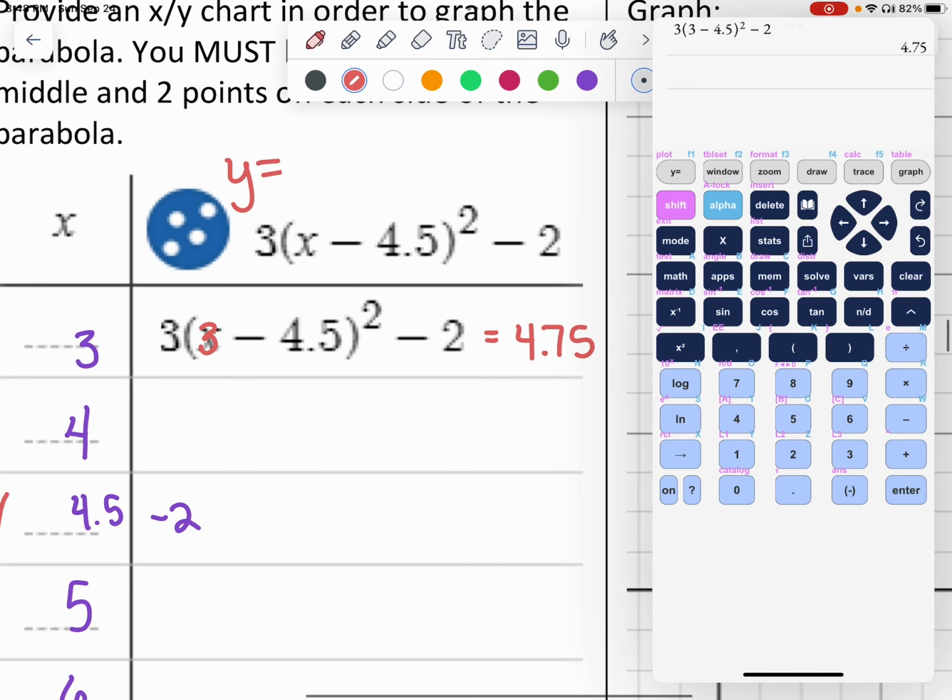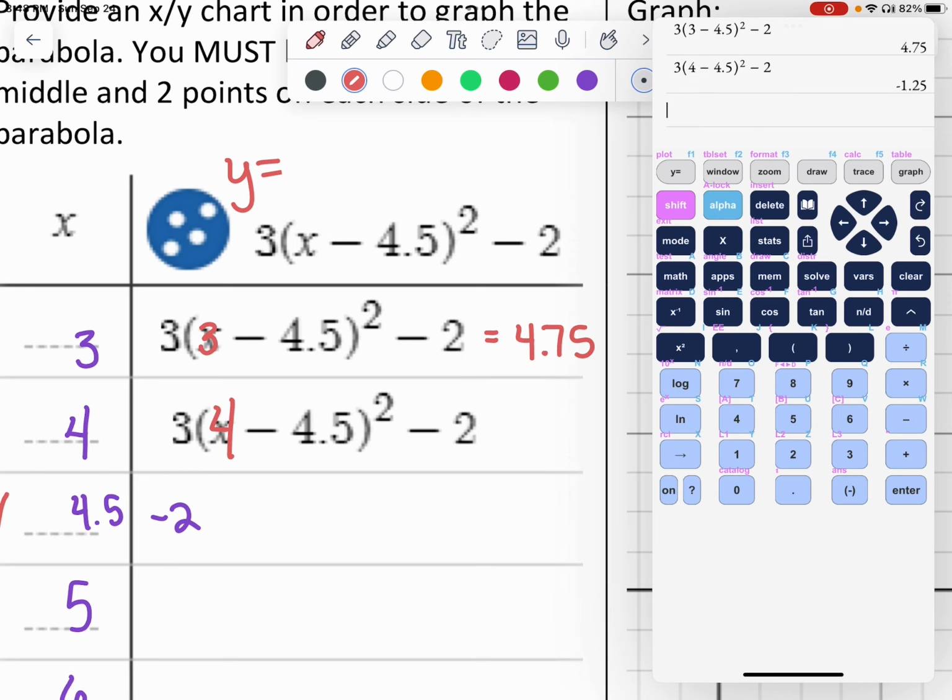And then I'm going to do the same thing. Let's see, those of you who like to see it, there it is. And I'm going to plug in 4 for my x: 3 times (4 minus 4.5) squared minus 2 is negative 1.25. And now I can prove that this is negative 2. I'll show you what that looks like when I prove it here.